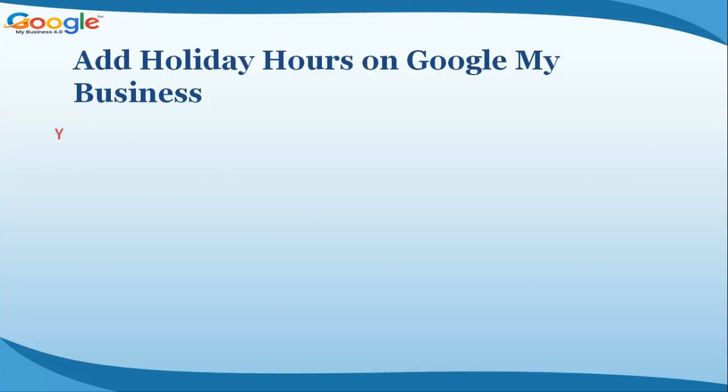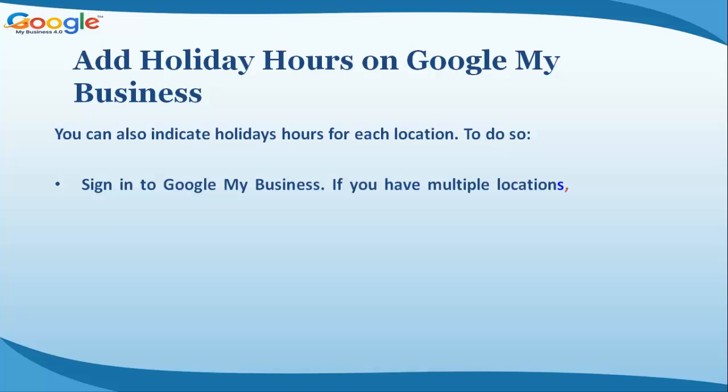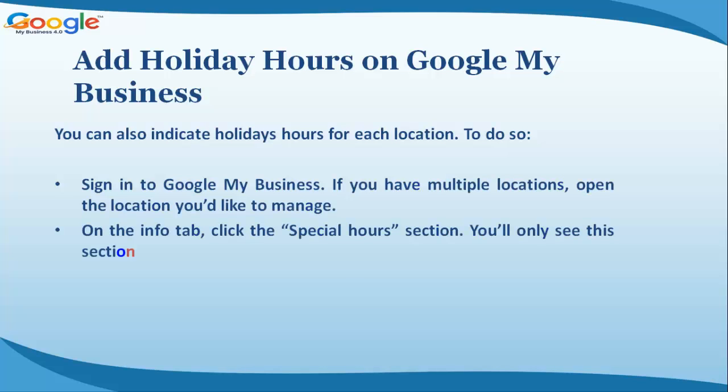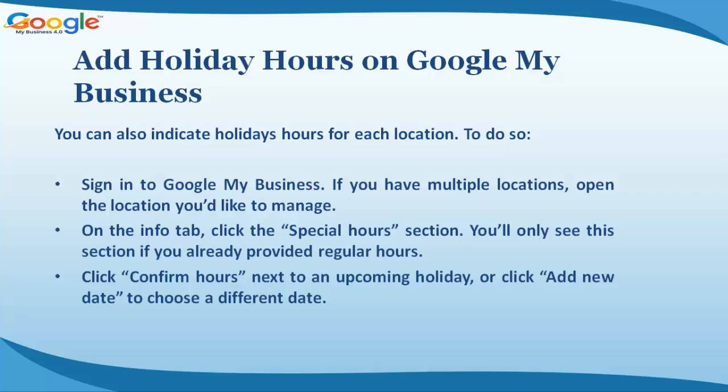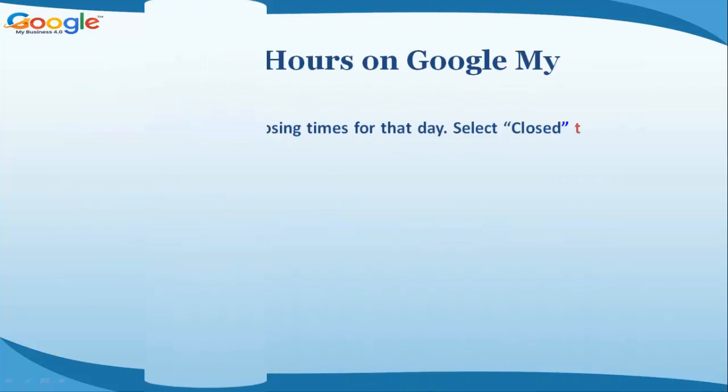Add holiday hours on Google My Business. You can also indicate holiday hours for each location. To do so, sign in to Google My Business. If you have multiple locations, open the location you'd like to manage. On the Info tab, click the Special Hours section. You'll only see this section if you already provided regular hours. Click Confirm Hours next to an upcoming holiday or click Add New Date to choose a different date.